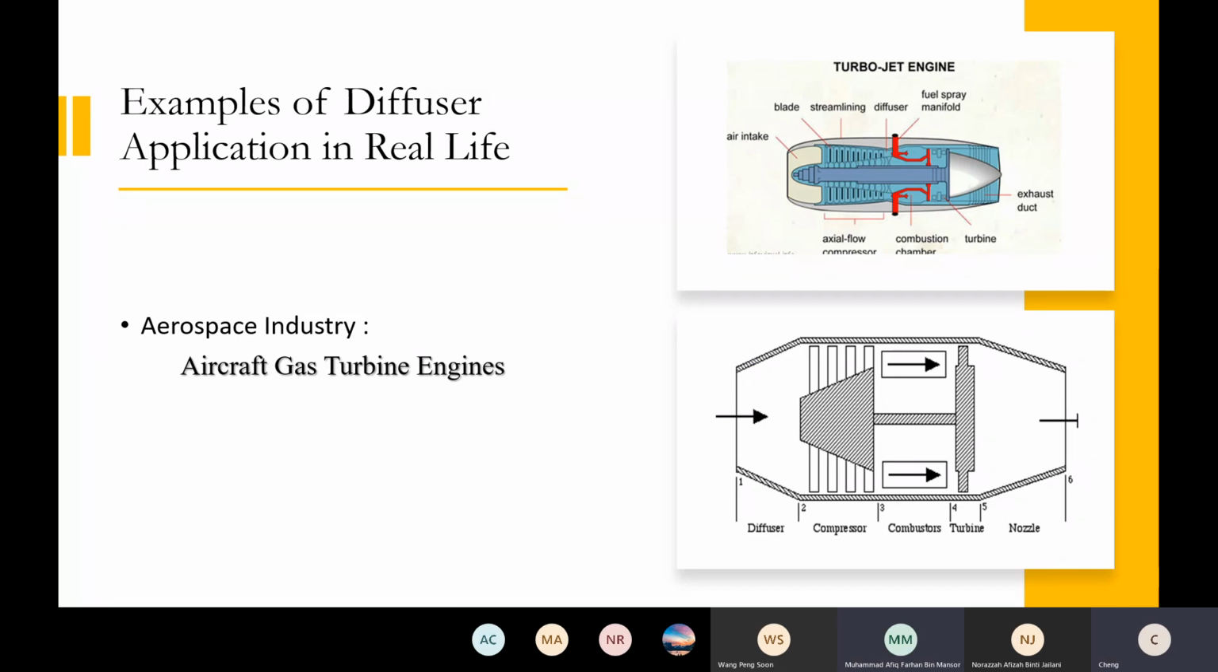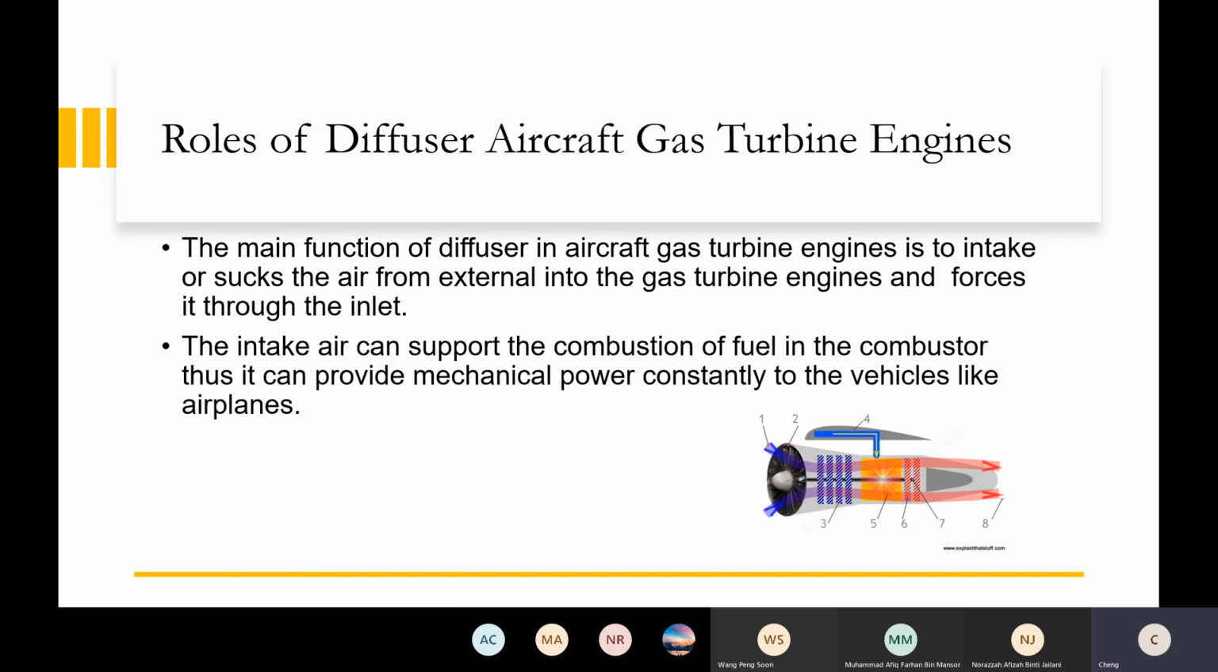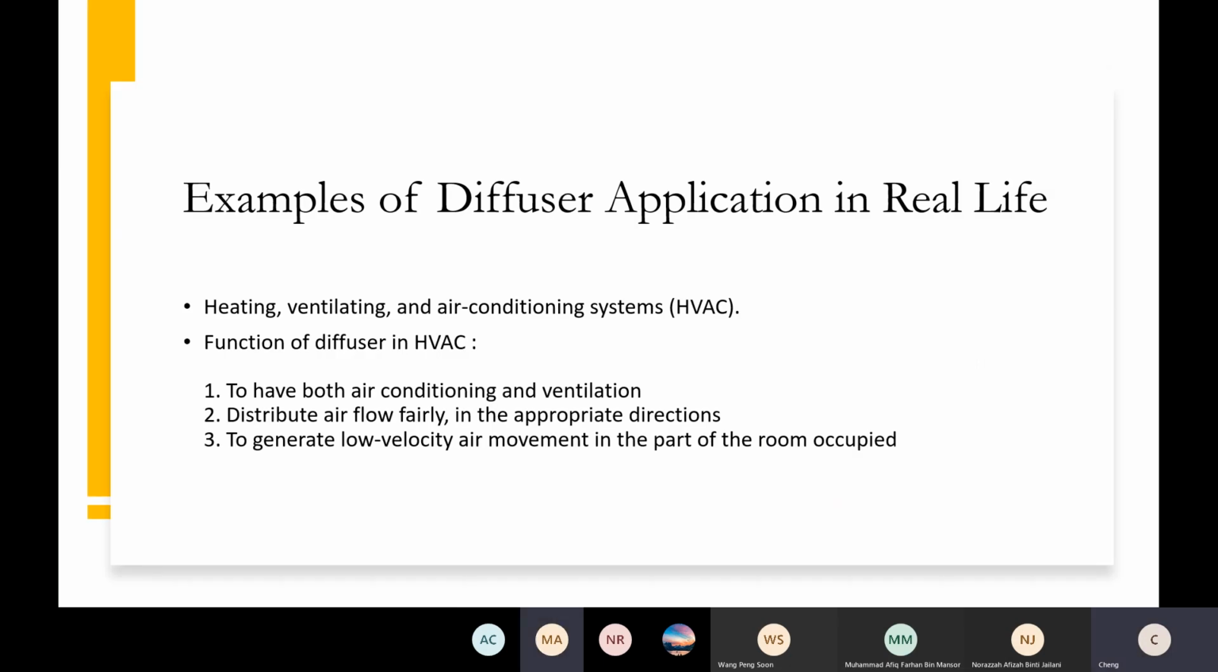One example of diffuser application in real life is in the aerospace industry, which is the aircraft gas turbine engine. The main function of the diffuser in it is to take in air from outside into the engine and force it through the inlet. The intake air supports the combustion of the fuel in the combustor, so it can provide mechanical power constantly to the vehicle. Other than that, another real-life application of diffusers is in heating, ventilating, and air conditioning systems.